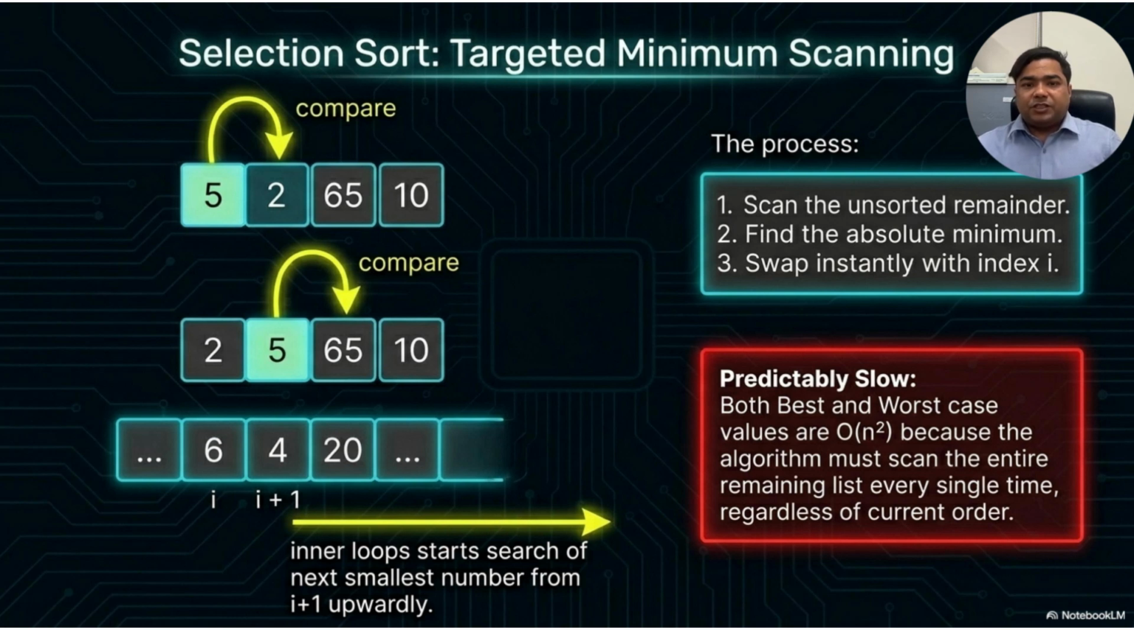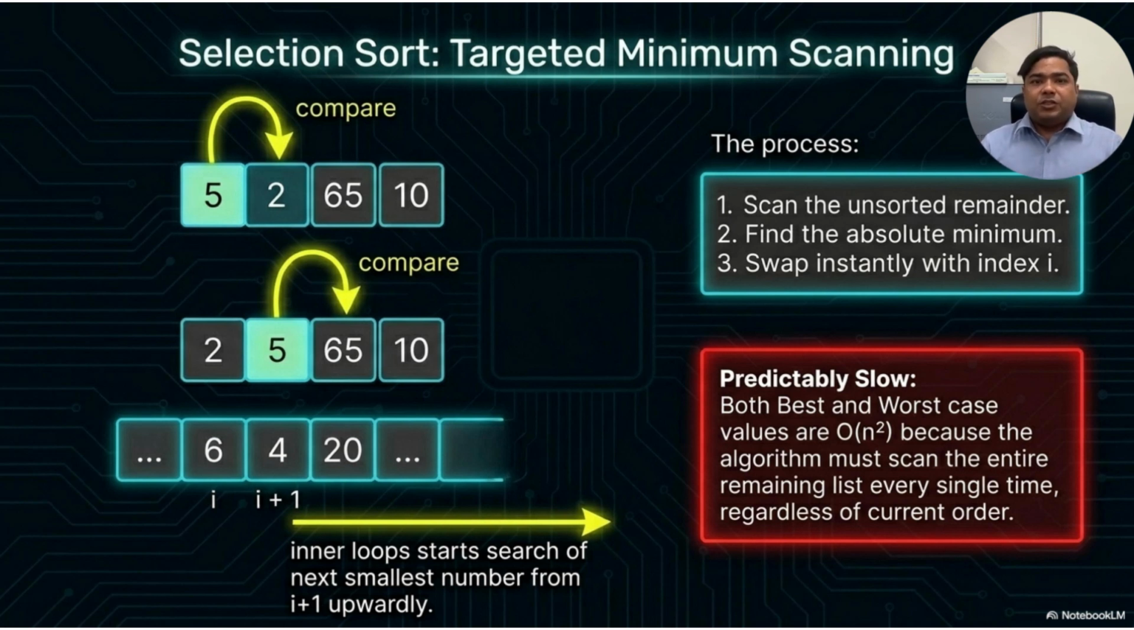For example, if the list is 5, 65, 10, the algorithm compares values and finds that 2 is the smallest. Then it swaps 2 with 5. After the first pass, the smallest value is placed at the beginning. Then the algorithm moves to the next position and repeats the same process with the remaining unsorted part.